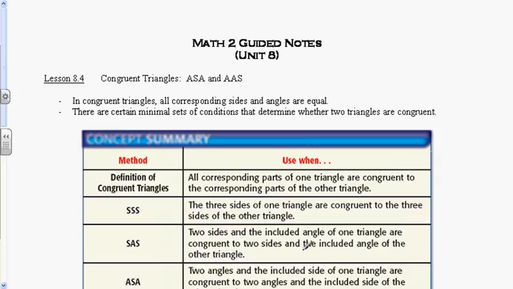Lesson 8.4. Last lesson we talked about ways of showing how two triangles were similar so that we could use proportions to solve for missing pieces. In Lesson 8.4 we're going to show how we can prove that triangles are more than similar, and that is congruent. Now we talked about how it's one thing to be equal, it's another to be similar, but in geometry congruency is all powerful.